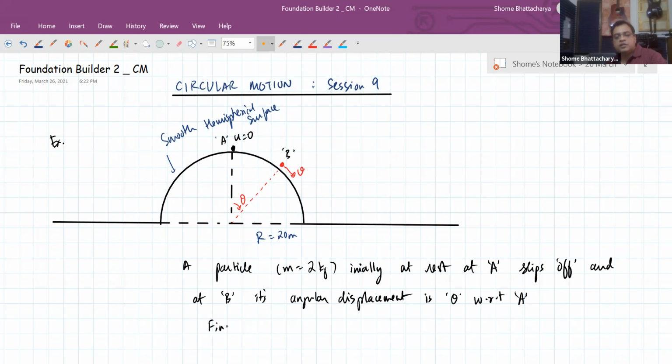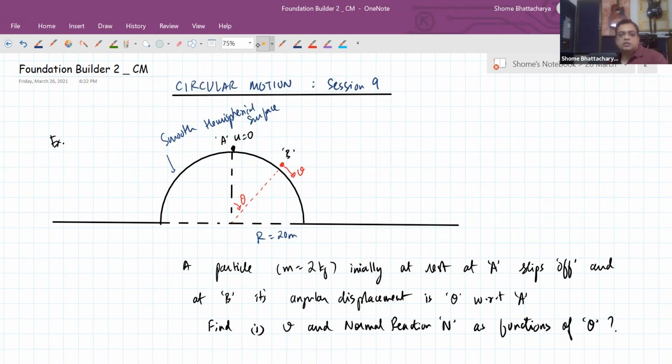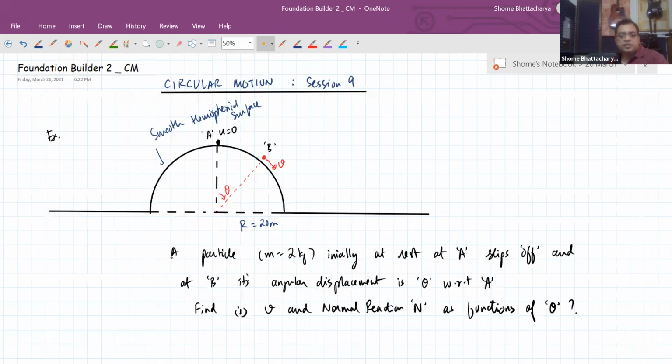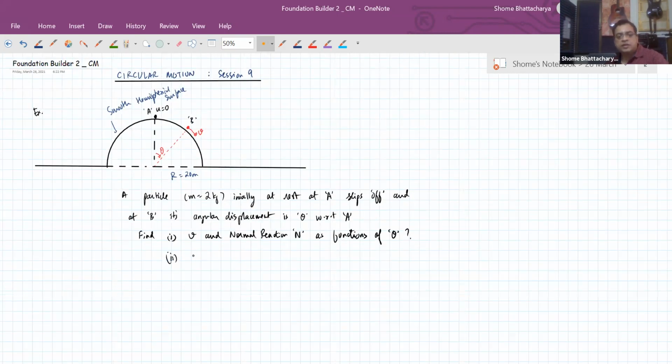So first of all, we have to find the speed v and the normal contact force. Okay, both of these as functions of theta. And secondly, find the value of theta at which the particle loses contact.